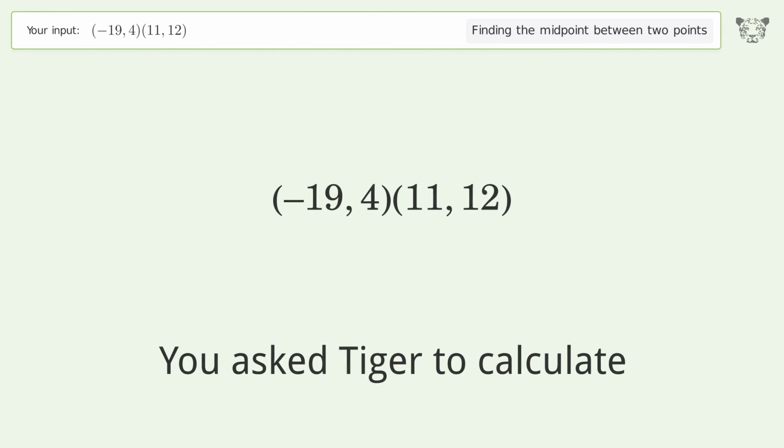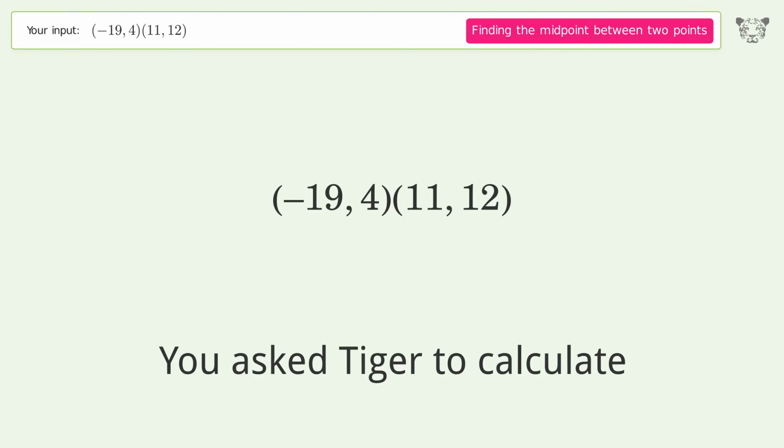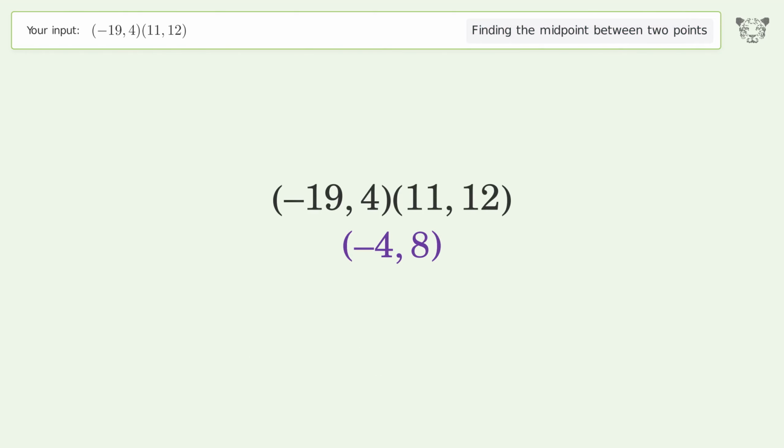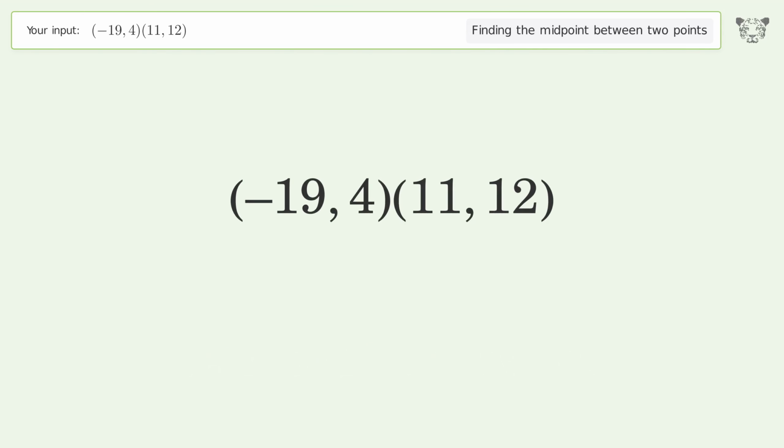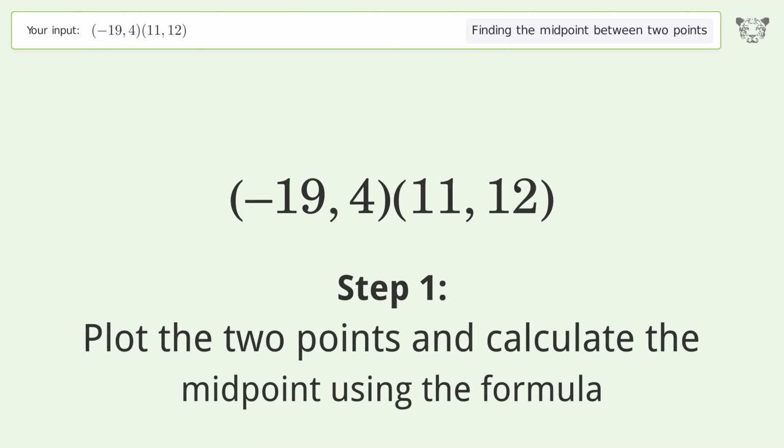You ask Tiger to calculate. This deals with finding the midpoint between 2 points. The midpoint between the 2 points is -4,8. Let's solve it step by step. Plot the 2 points and calculate the midpoint using the formula.